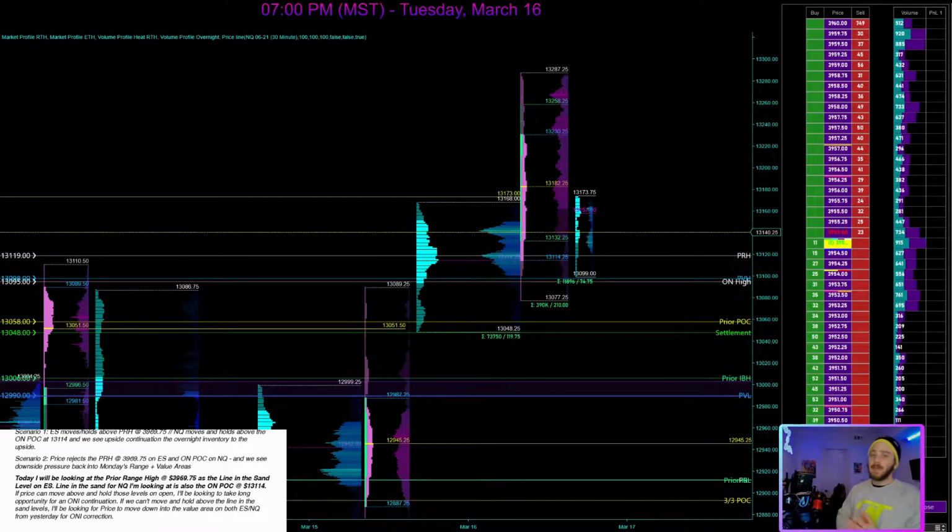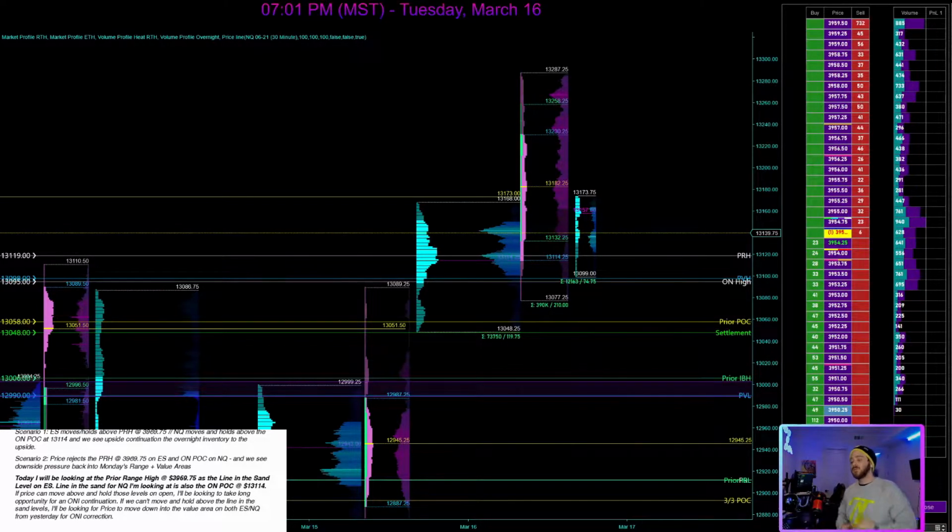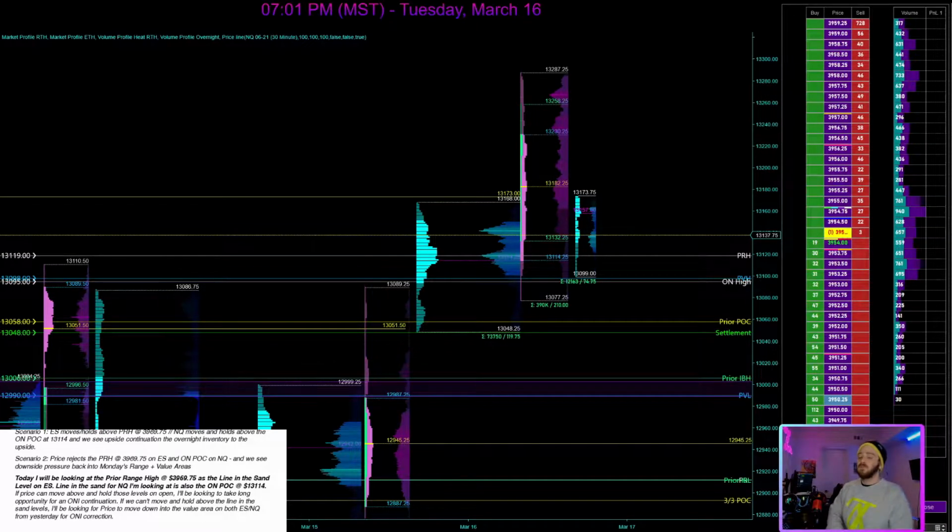So today I was looking at the prior range high on the March contract at 39.6975 and on the June contract at 39.60 as the line in the sand for ES. And on the June contract for NQ, I was looking at the overnight POC as the line in the sand at 13.114. If price could move and hold above those levels on open, I was going to be looking to take long opportunities for that overnight inventory continuation. If we could not move and hold above those levels, I was going to be looking for price to move down into the value area from yesterday on both ES and NQ.